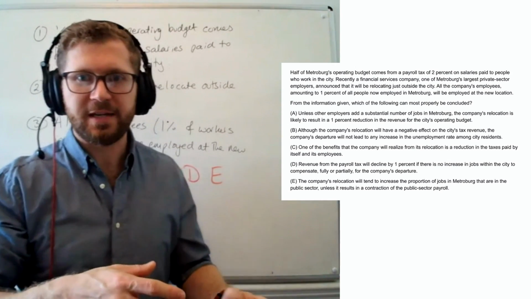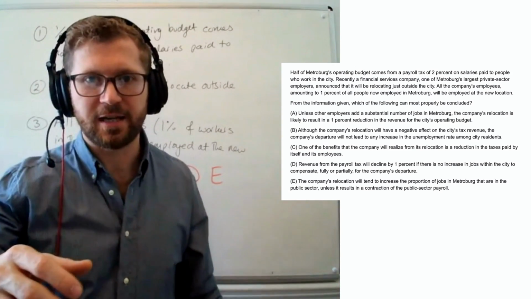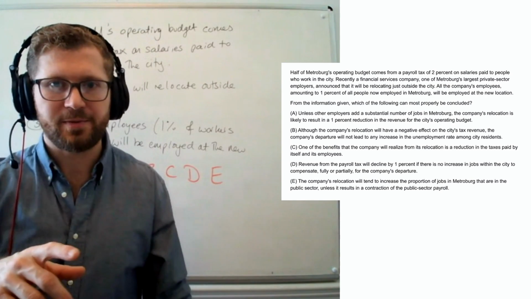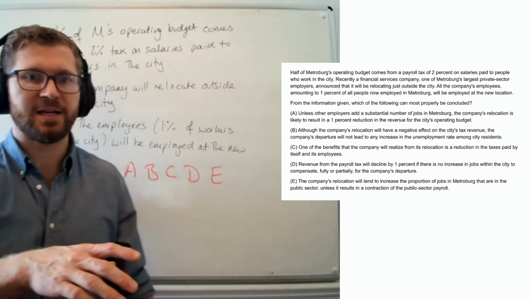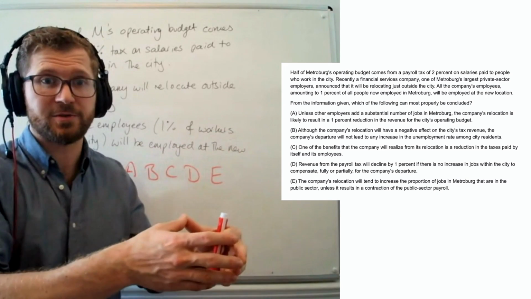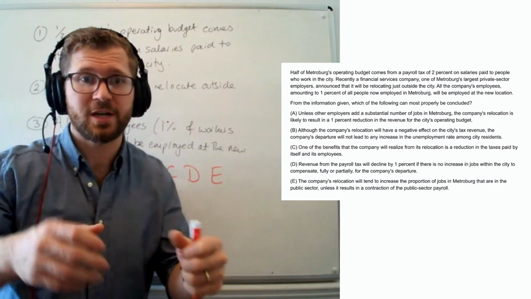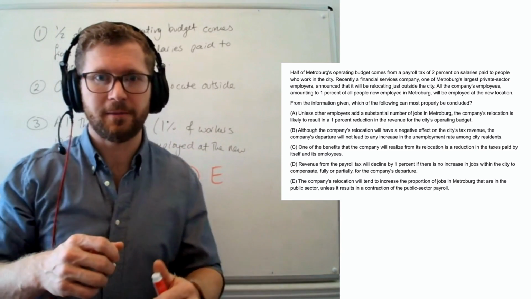So this company is not going to throw anybody out. It's not telling us it's getting rid of anybody. All the company's employees, that 1% of people now employed in Metroburg, will be employed at the new location. So we're just going to take these people, move them outside. We've got our basically three facts that we're going to have to use to argue with or against each other.